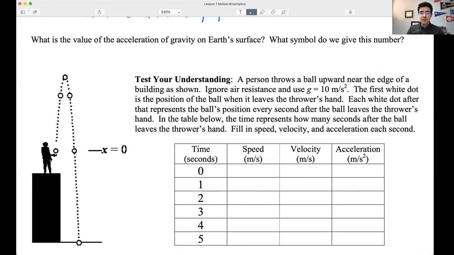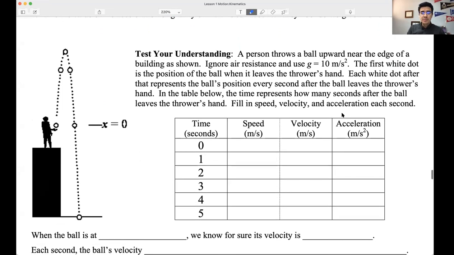Okay, so then we have this free fall idea. A person throws a ball upward near the edge of a building as shown. Ignore air resistance and use gravity as 10 meters per second squared. The first white dot is the position of the ball when it leaves the thrower's hands. Each white dot after that represents the ball's position every second after the ball leaves the thrower's hands.